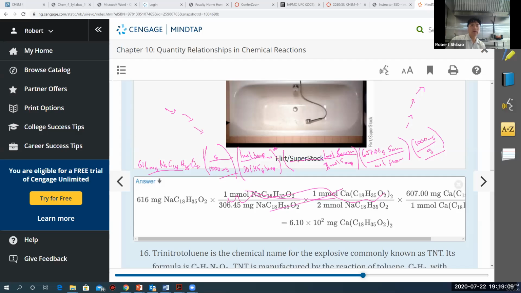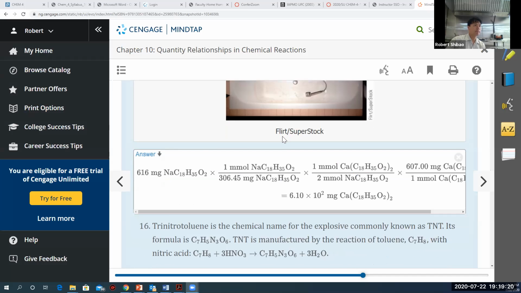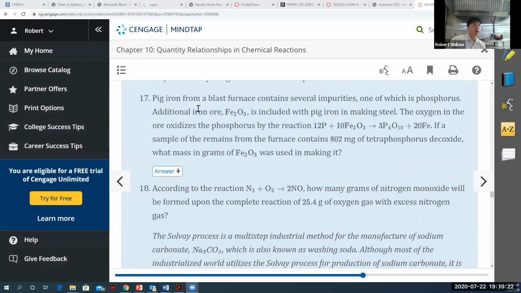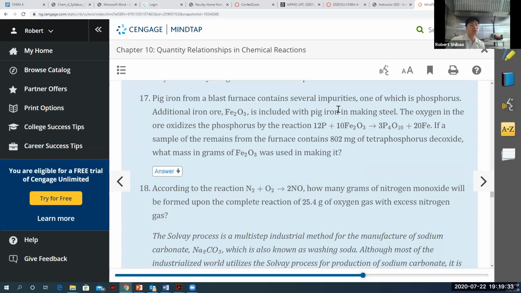There are other patterns though that we look at as well. Pig iron from a blast furnace contains several impurities. When we get to impurities and mixtures, that's a harder stoichiometry problem. That's where we do the extra steps, but we're shooting for the core of our stoichiometry map. One of which is phosphorus. Additional iron ore rust is included with pig iron in making steel.